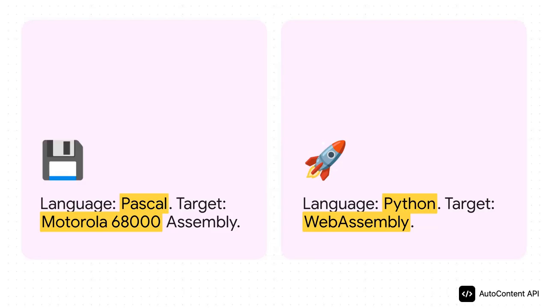And when I say update, I mean the leap in technology is just huge. The original was written in Pascal, and it generated code for the Motorola 6800 processor. For a lot of new developers, that's basically ancient history. The new version uses Python and targets WebAssembly, one of the most modern and exciting platforms out there. That is a gigantic leap across the decades.